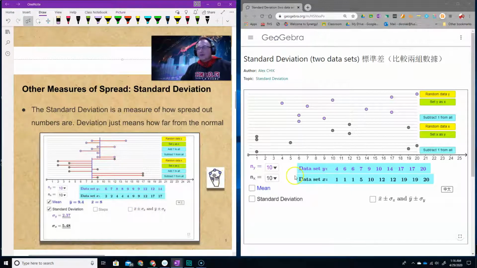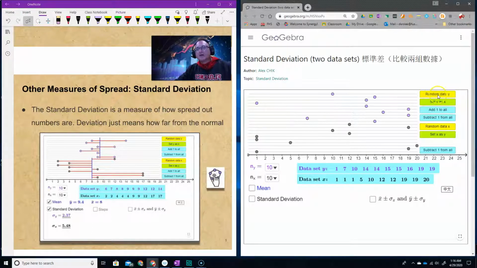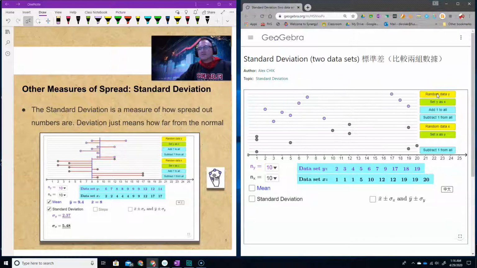All right, so over here on the right, I'm just going to click up here where it says random Y data, and all it's doing is graphing those purple points randomly. So that's the set Y up here. Down here, the gray set, that's set X. So there are two sets of data up there.